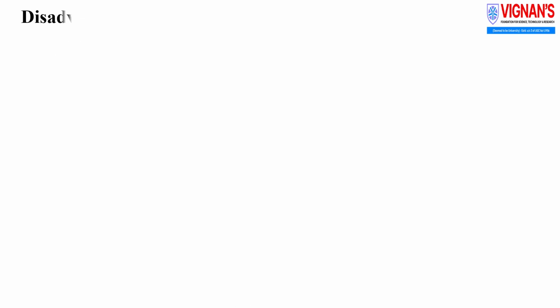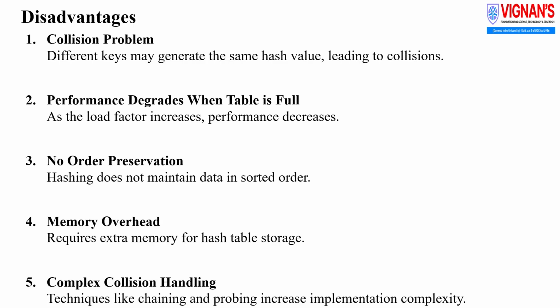Let us now discuss the disadvantages of hashing. First, the collision problem. Different keys may generate the same hash value, which leads to collisions. Second, performance degradation when the table is full. As the load factor increases, the performance of the hash table decreases. Third, no order preservation. Hashing does not maintain data in any sorted order.